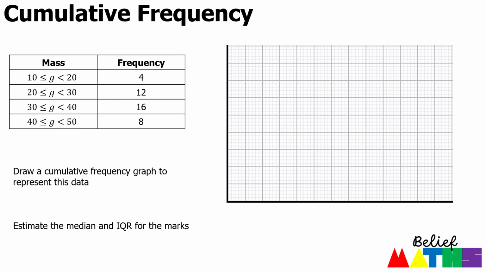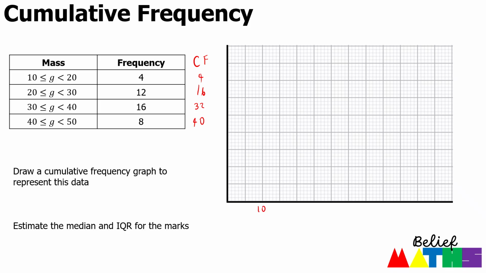The next statistical graph we're going to look at is cumulative frequency curves. Cumulative frequency means we're going to find the running total. So we're going to add these up as we go along, which is 4, 16, 32, and 40. Which means we've now got our scale for our vertical axis and our scale for our horizontal axis, because that goes from 10 to 50.